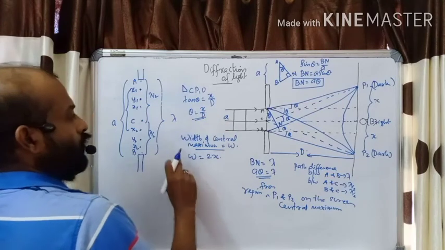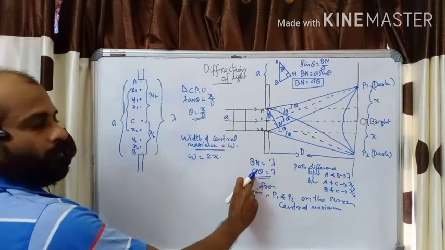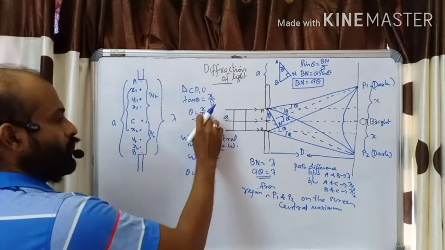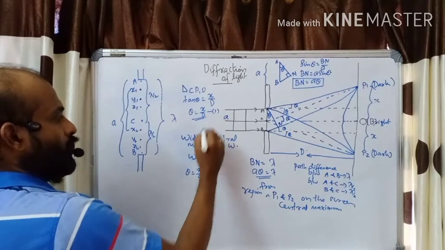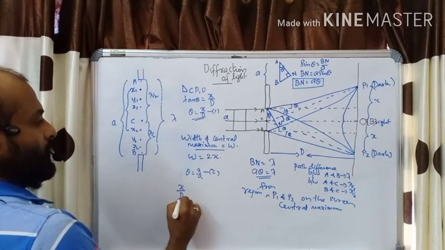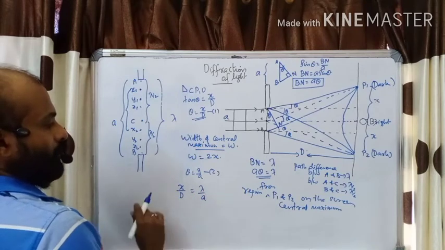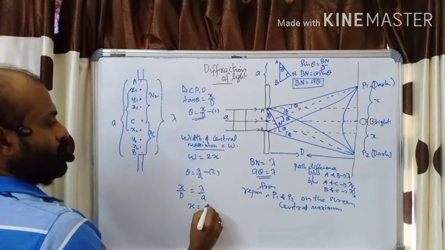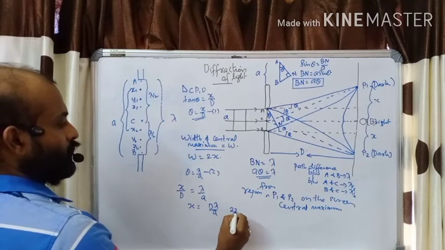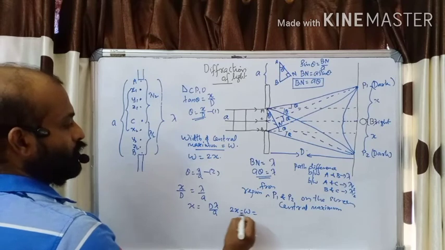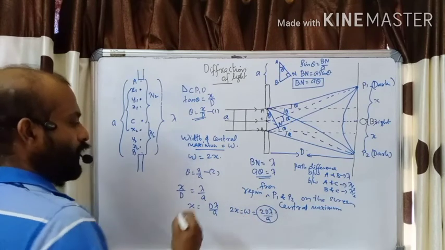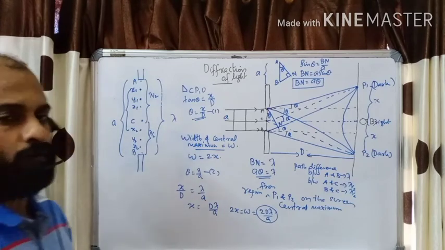Also we have theta equal to lambda by a. We have two equations for theta, equation number 1 and equation number 2. Equating these two, x by D is equal to lambda by a. What is x? x equals D lambda by a. Or 2x, the width of the central maximum, is equal to 2D lambda by a. This is the width of the central maximum.